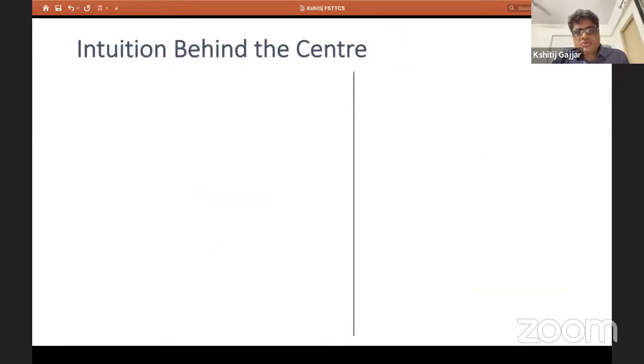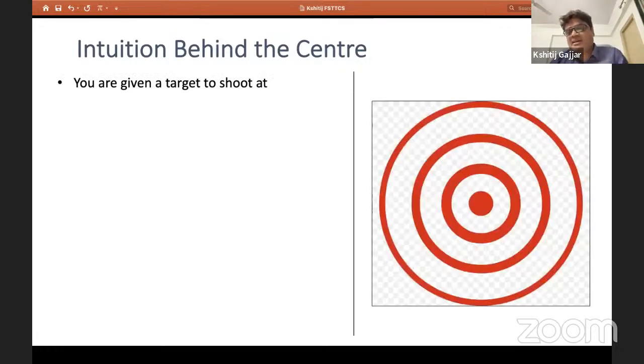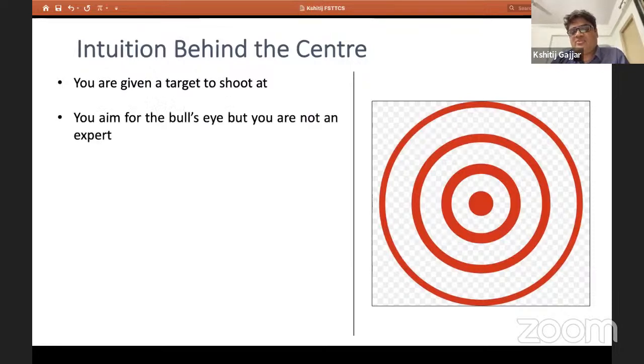So why do we study the center? What is the point of studying the center of a given set of points? Suppose you look at the following example. You're given a target to shoot at, but you're not an expert shooter. You're aiming for the bullseye every time, but in your first attempt you miss. In fact, you miss so badly you hit it completely outside the target. But now you know you were too high, so you recalibrate, and the next time you end up a bit too low.